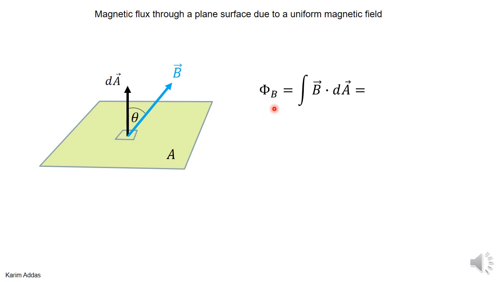So it's a very simple problem. We want to get the total magnetic flux through this plane. So the flux, magnetic flux, is integration of B dot dA, which means it's integration of B dA cosine theta. Now in this particular problem, the magnetic field is uniform, so the angle is constant between B and the area vector.